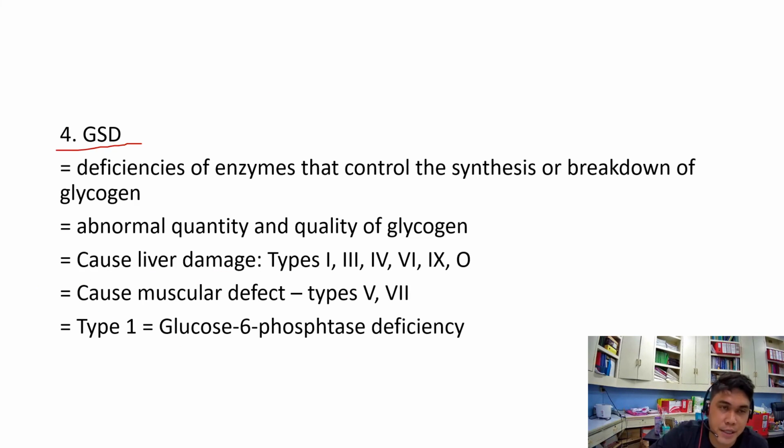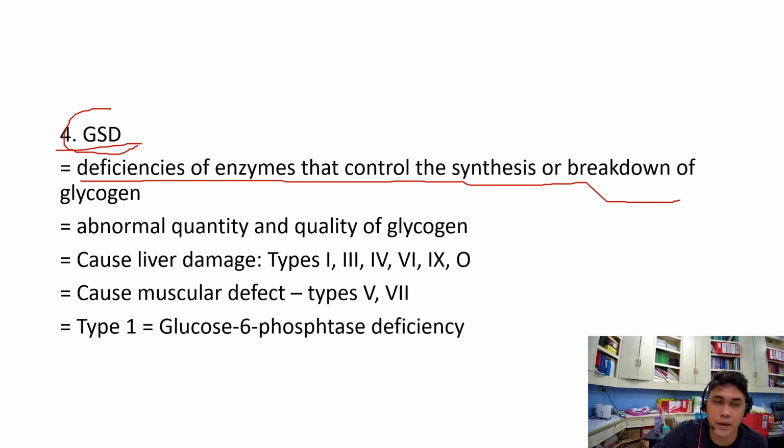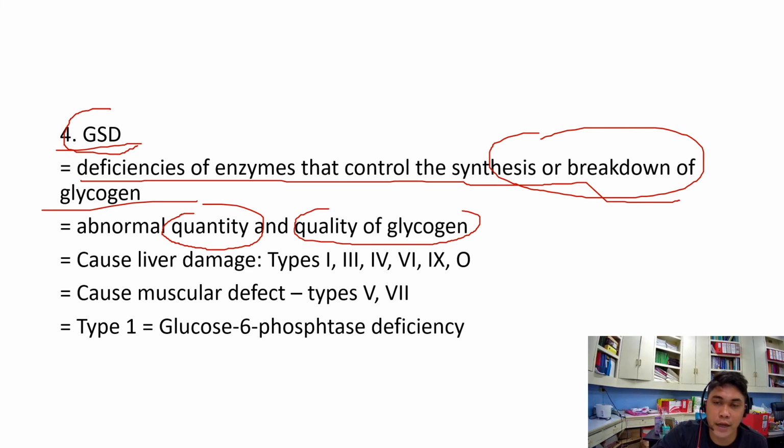Then next, you have GSD, which stands for glycogen storage disease. For GSD, there are deficiencies of enzymes that control the synthesis or breakdown of glycogen. So the problem is the breakdown or synthesis of glycogen, and there is the presence of abnormal quantity or quality of glycogen. In this disease, there's a buildup of glycogen in the liver, and that can cause hepatomegaly and liver damage.